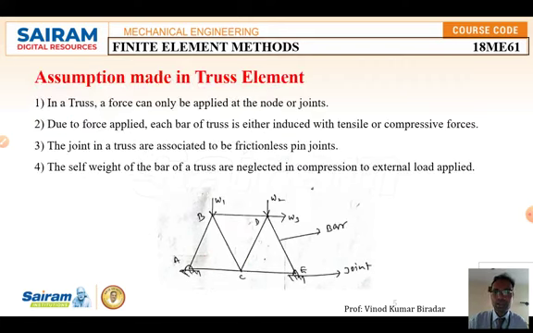Next, what are the assumptions made in a truss element? First, in a truss element a force can be applied only at the nodes or joints. Look at this load, 1, 2, 3. Second, due to the force applied, the force should be either tensile or compressive. Third, the joints in a truss are frictionless pin joints, and the fourth is that the self weight of the bars of a truss is neglected in comparison to the external load applied. These are the four assumptions made in the truss element, and this is a most important question: what do you mean by truss element and what are the assumptions made in a truss element? They may ask you in the examination, around a 4 mark question.